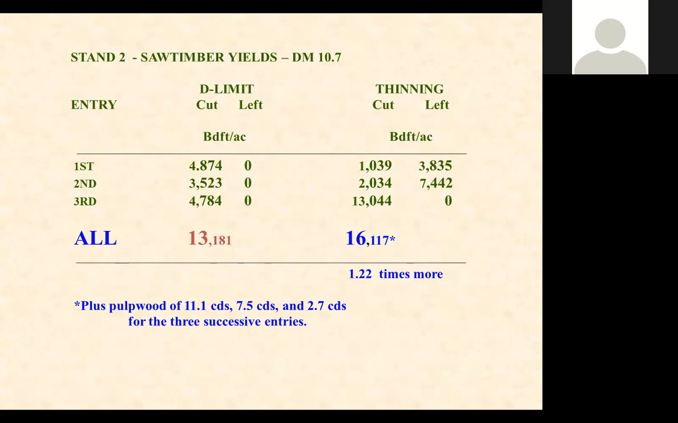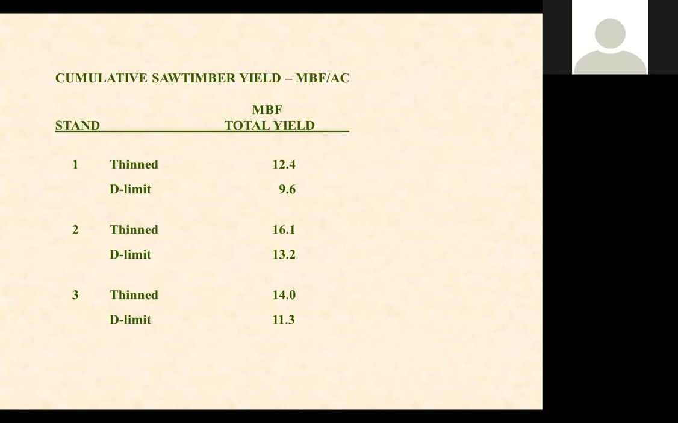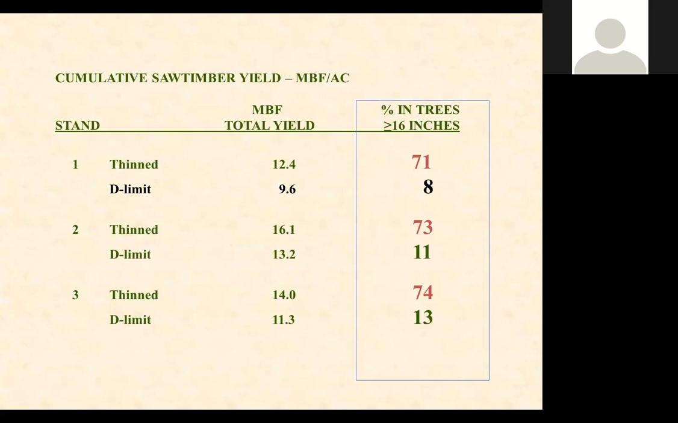Here's scenario number two. Like the first, in this case, we got 13,000 board feet from diameter limit cut, 16,000 out of crown thinning. And in stand three, 11,300 out of diameter limit cutting, 14,000 out of crown thinning. So there they are. The differences are less in stand two, and the greatest difference is in stand one. But look at what happens if you enumerate the volume in trees at least 16 inches in diameter. 70 to 75% of the volume comes out of those sized trees in the thinned stands, and only say 10 to 15% of the volume of those sizes in the diameter limit cut.